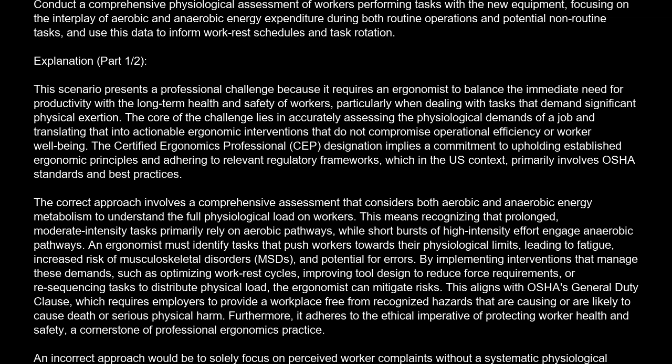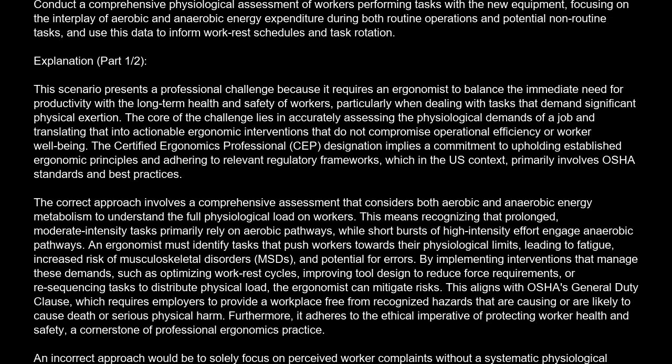for productivity with the long-term health and safety of workers, particularly when dealing with tasks that demand significant physical exertion. The core of the challenge lies in accurately assessing the physiological demands of a job and translating that into actionable ergonomic interventions that do not compromise operational efficiency or worker well-being. The Certified Ergonomics Professional (CEP) designation implies a commitment to upholding established ergonomic principles and adhering to relevant regulatory frameworks, which in the U.S. context primarily involves OSHA standards and best practices.